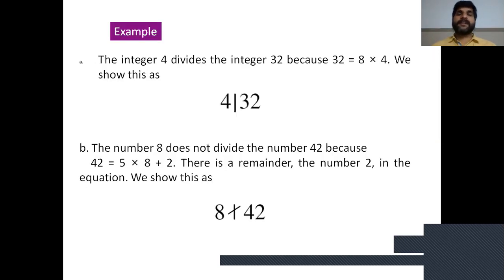For example, the integer 4 divides the integer 32 because 32 equals 8 multiplied by 4. We show that 32 is divisible by 4. But 8 does not divide the number 42 because 42 equals 5 into 8 plus 2, with remainder equal to 2. If the remainder is 0, the number is divisible. Otherwise, the number is not divisible.